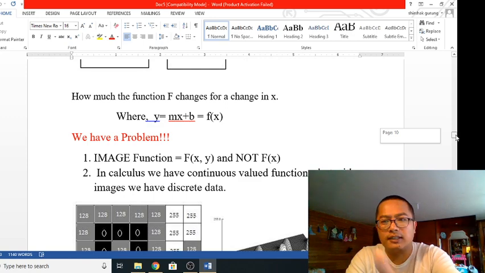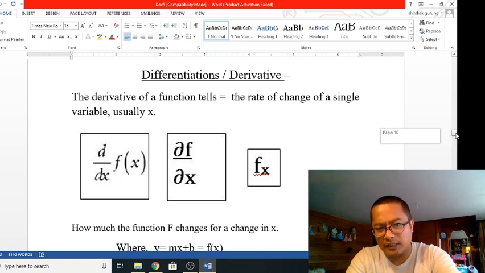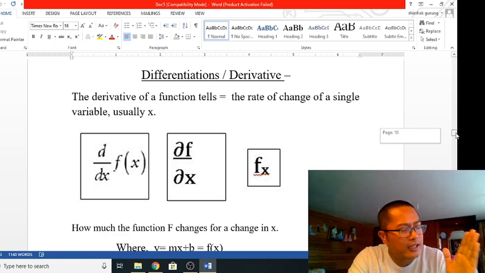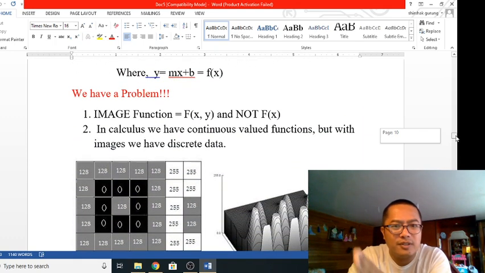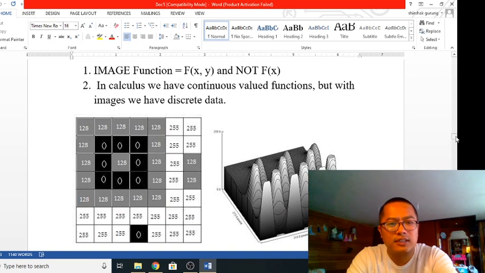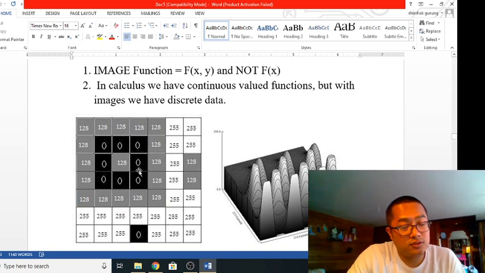That's one point. The other is that, based on calculus, derivatives are found for continuous values. But our image is a discrete set of numbers. You can see this image here, it is not a continuous value. It has discrete values from 0 to 255. So there are two problems, basically. Derivatives are for continuous values, and for a single variable.